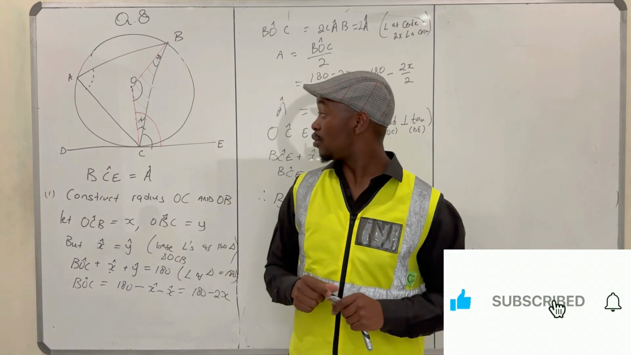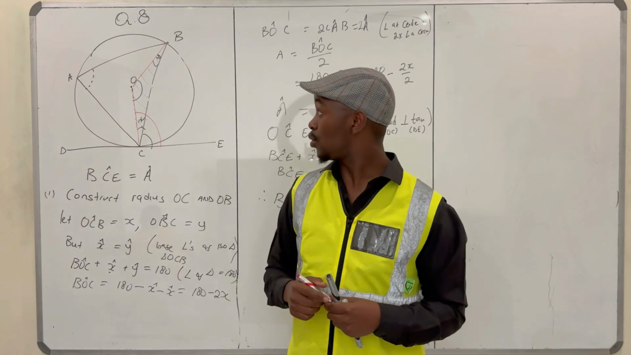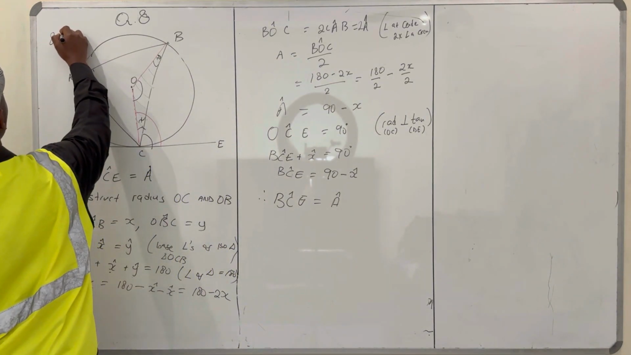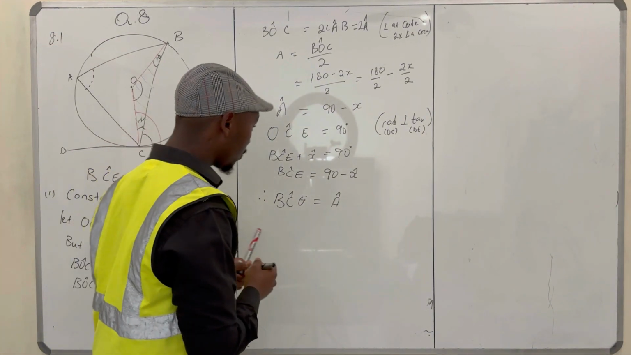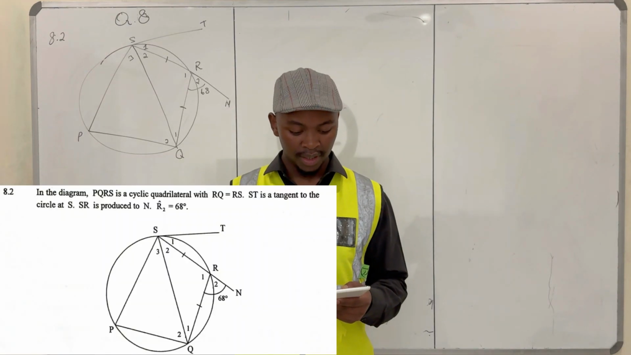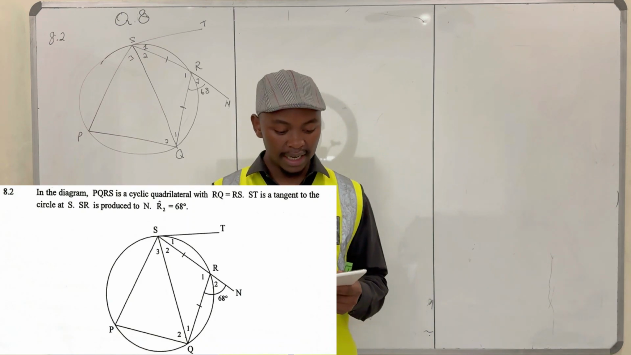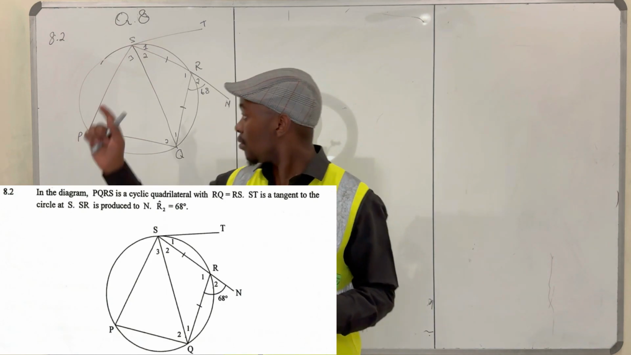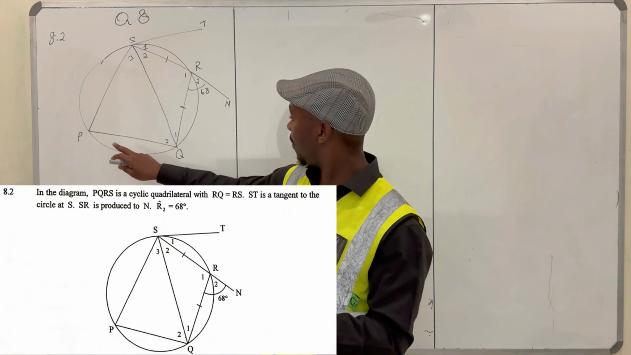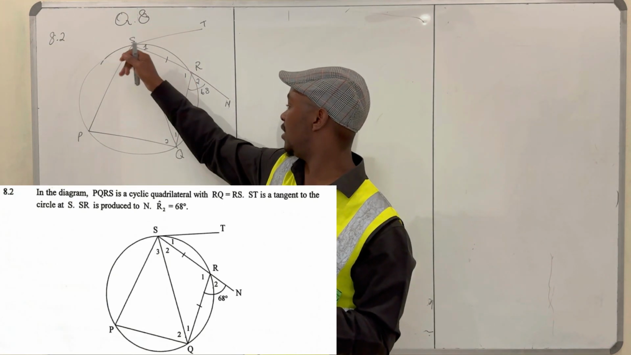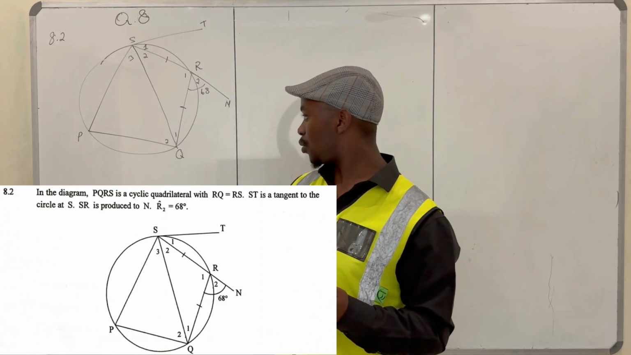Okay, now we're going to move to the next question, 8.2. This was question 8.1. Okay, now we're going to look at question number 8.2. The statement reads as follows. In the diagram, PQRS is a cyclic quadrilateral with RQ equal to RS. Here's the diagram. They are saying that PQRS is a cyclic quad, and it is also given that SR is equal to QR.